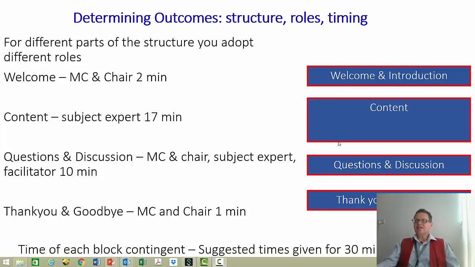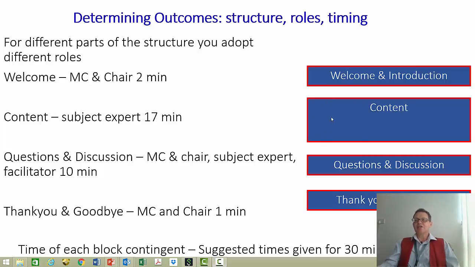Okay, then comes the content. And now you switch gear. You're no longer the chair or the master of ceremonies. You are the subject expert. You're talking, for instance, about the energetics of applied synchronized swimming. I made that up. And you are the world expert, or the expert in this room, on that subject. We'll talk more about that in the next part.